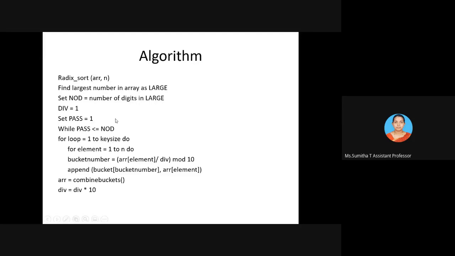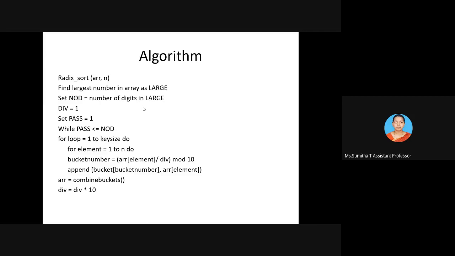How can we implement radix sort? Can anyone explain this concept? We have to find the number of digits. That is the small logic. Based on that, we go with the passes, right? If we have 4-digit elements, then we have to go with 4 passes. This is the first concept.